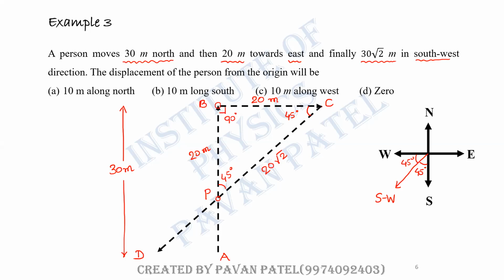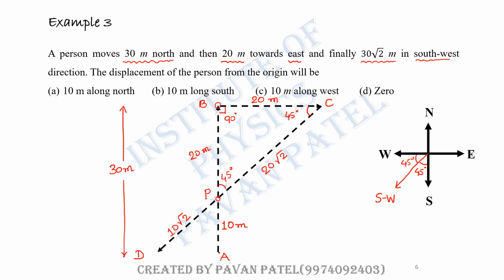The total distance from C to D is 30 root 2 meter, right? So 20 root 2 meter is P to C. So D and P distance is 10 root 2 meter, because 10 root 2 plus 20 root 2, total distance from C to D point will be 30 root 2 meter, right? And P to B point is 20 meter. A to B is 30 meter. So A to P is 10 meter.